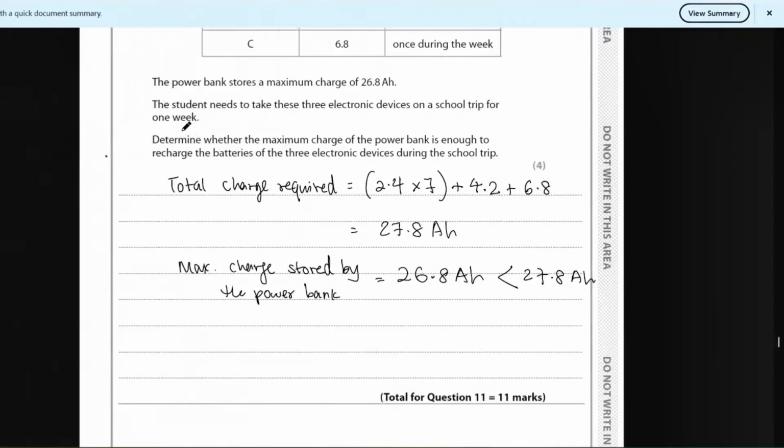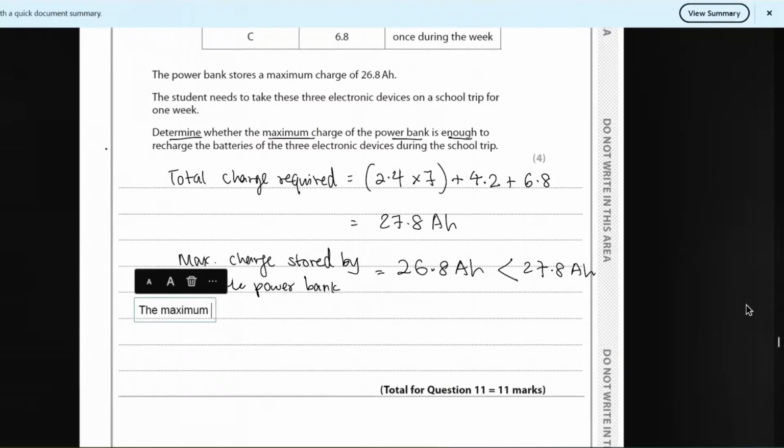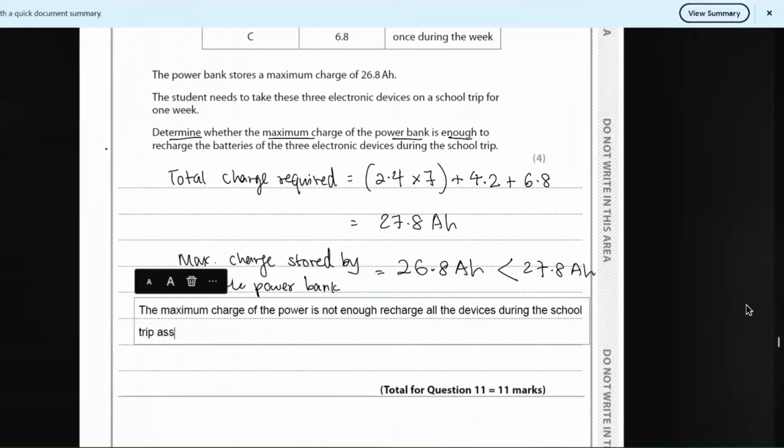Let's read the question again. The question says, determine whether the maximum charge of the power bank is enough to recharge the batteries of the 3 electronic devices during the trip. So obviously, that's not enough. The maximum charge of the power bank is not enough to recharge all the devices during the school trip, assuming they are recharged from 0 battery percentage.